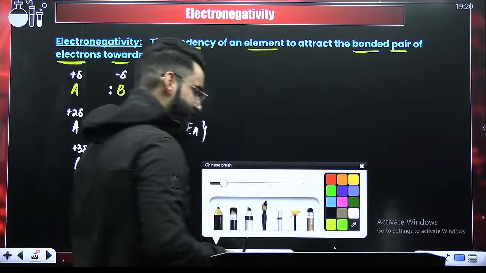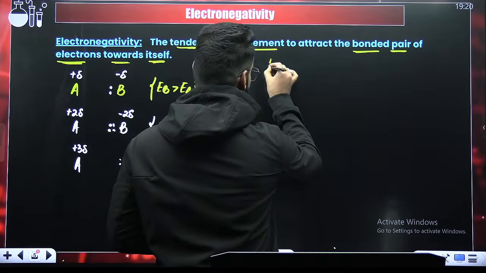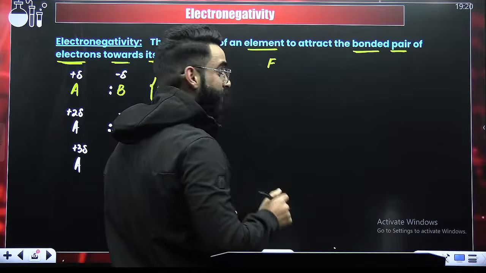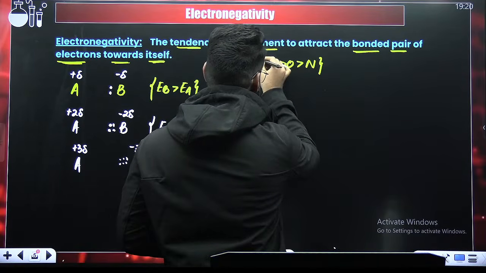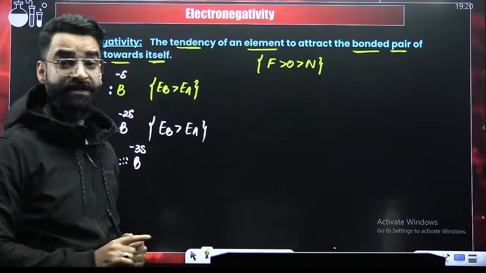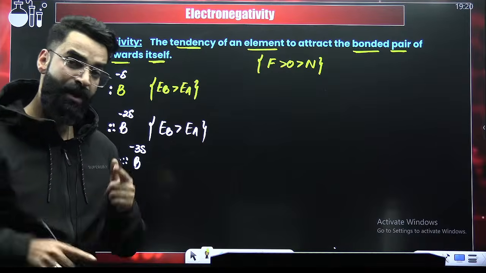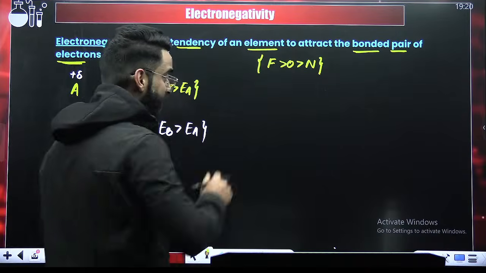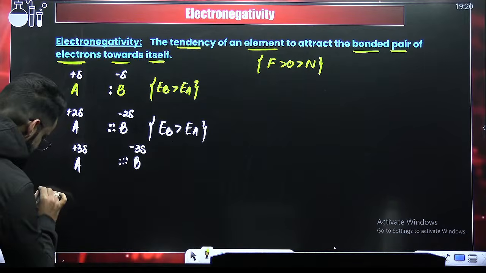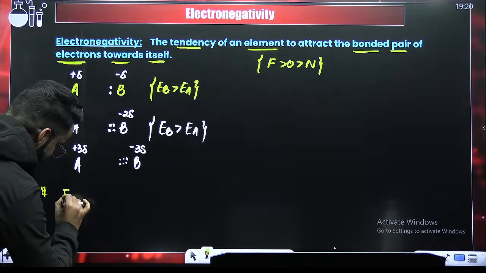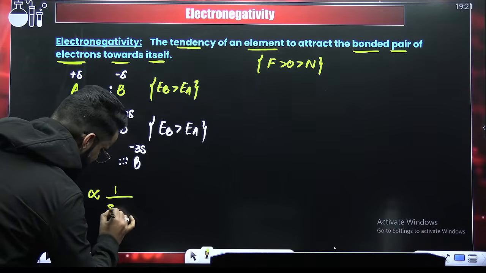At the same time, my dear students, remember one more thing. In your periodic table, fluorine is considered to be the most electronegative element, followed by oxygen, followed by nitrogen. One more thing which I would want you guys to remember. What is that? My dear students, electronegativity is basically inversely proportional to size.